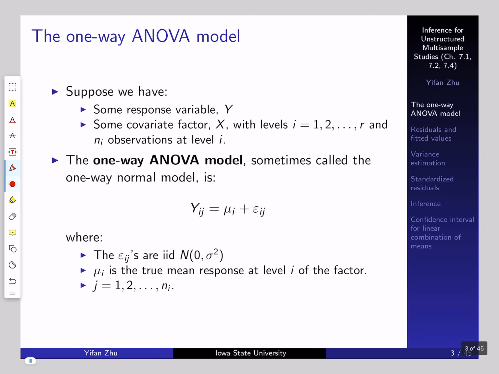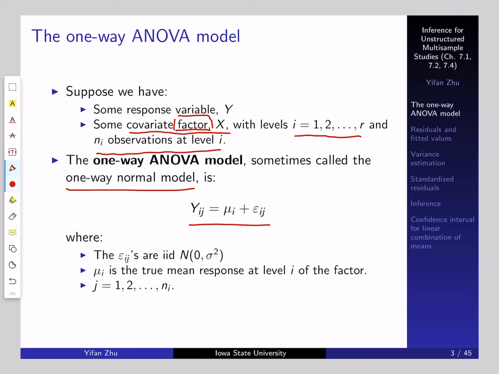So this is the setup of the model. Suppose we have a response variable y, and there is a covariate factor x. Usually in the one-way model, you will use the word factor. The factor has several levels. We have R levels, denoted as 1 to R, and there are Ni observations at level i.